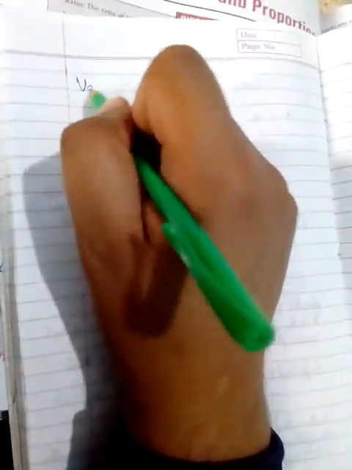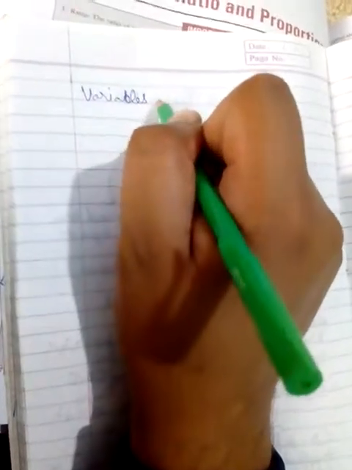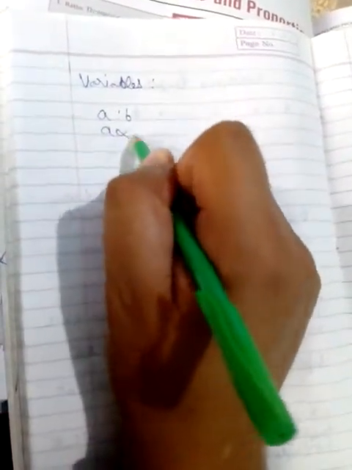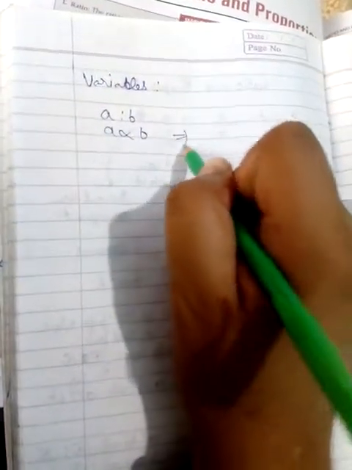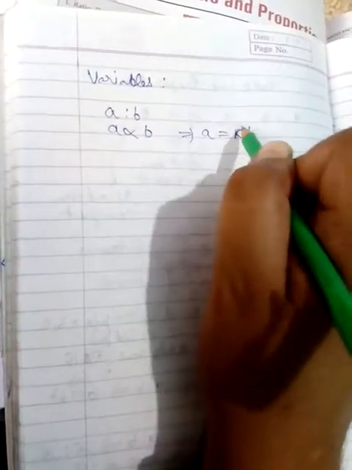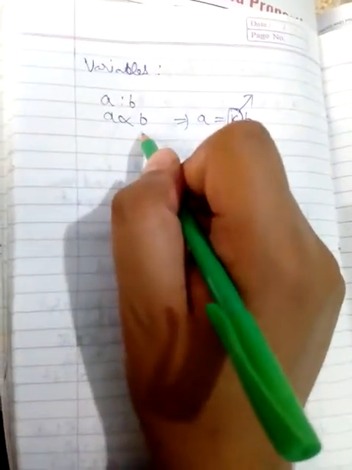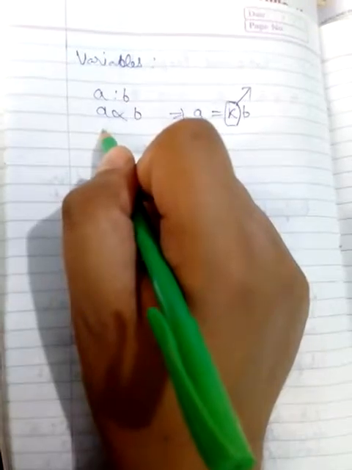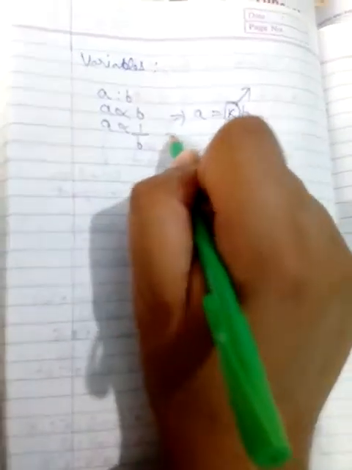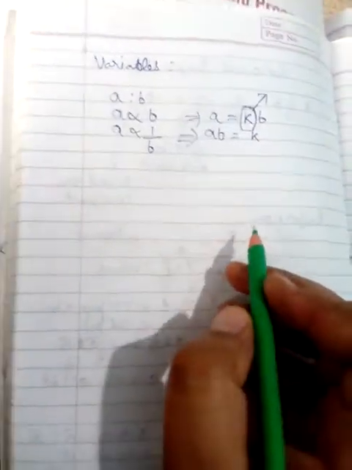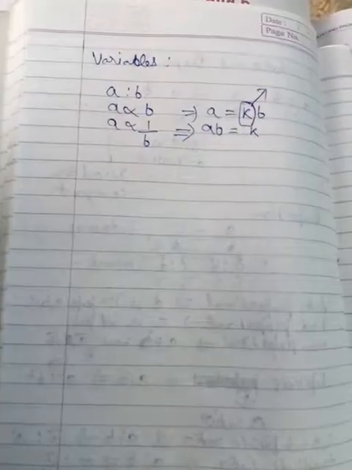And now there are two more things that are left, then we will solve some problems. Let's say variables. Suppose a ratio b is given and a is proportional to b, then a is equal to k, that is some constant, into b. And it could also be the case that a is inversely proportional to b. In this case a into b will be equal to some constant k. So that is the case.